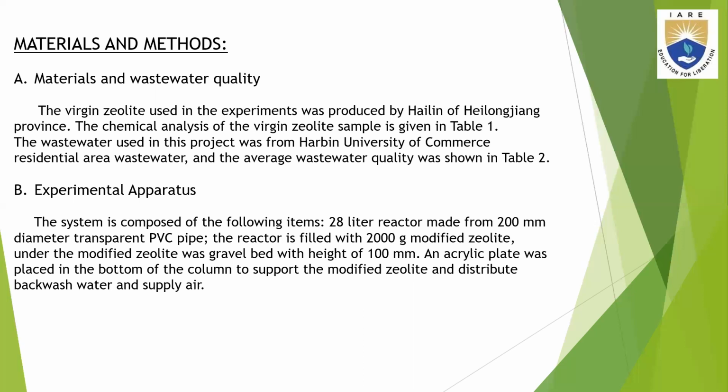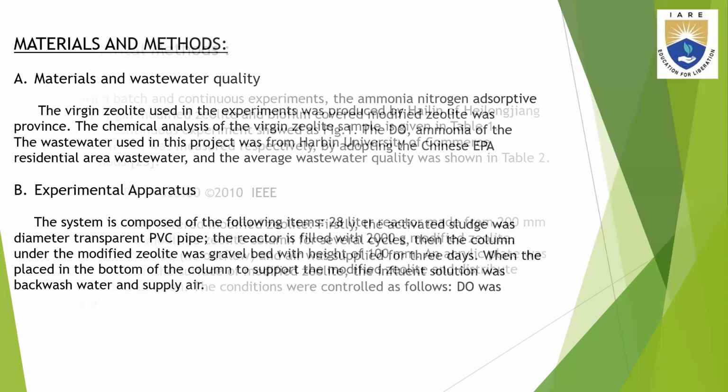Experimental apparatus. The system is composed of the following items: a 28 liter reactor made from 200 mm diameter transparent PVC pipe. The reactor is filled with 2000 grams modified zeolite. Under the modified zeolite was a gravel bed with height of 100 mm. An acrylic plate was placed in the bottom of the column to support the modified zeolite and distribute backwash water and supply air.